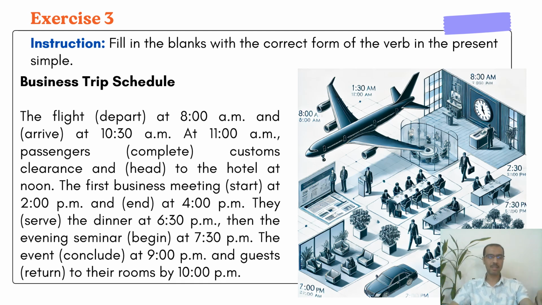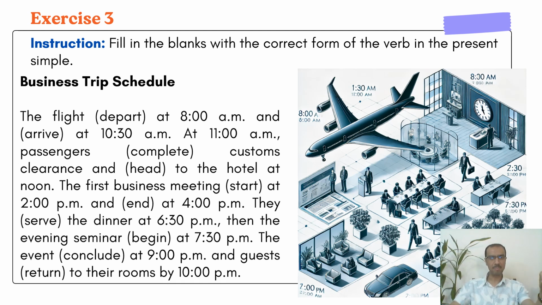Now we have another exercise. We have here the business trip schedule. Somebody has got a business trip and he's got a schedule of that trip. The flight depart at 8 a.m. and arrive at 10:30 a.m. At 11 a.m., passengers complete customs clearance and head to the hotel at noon.